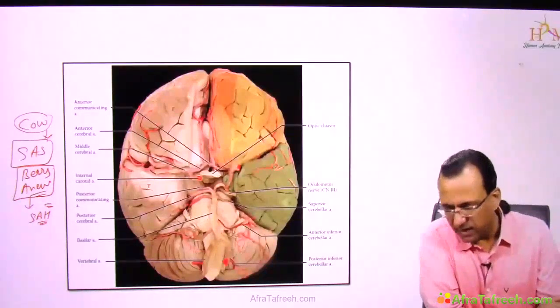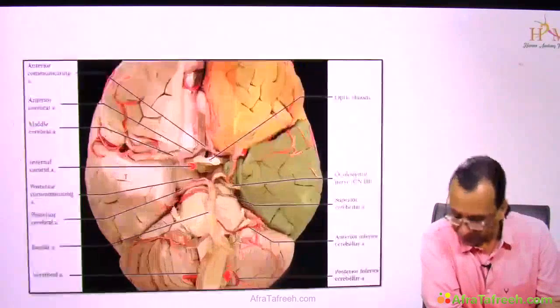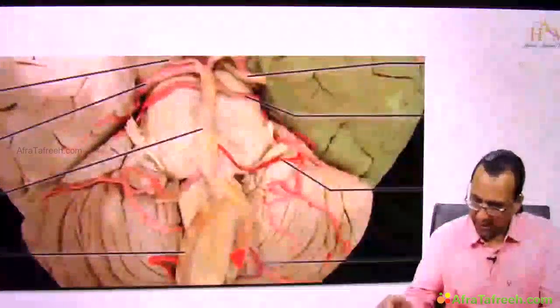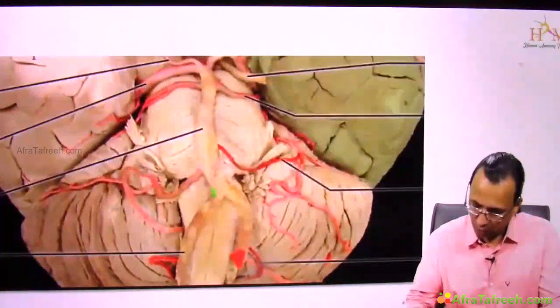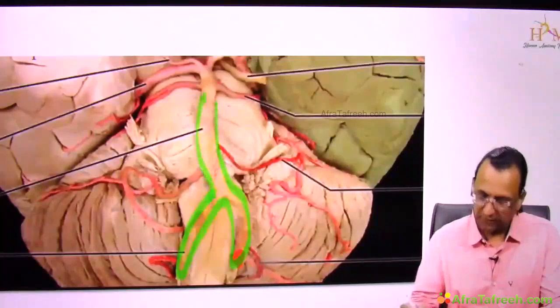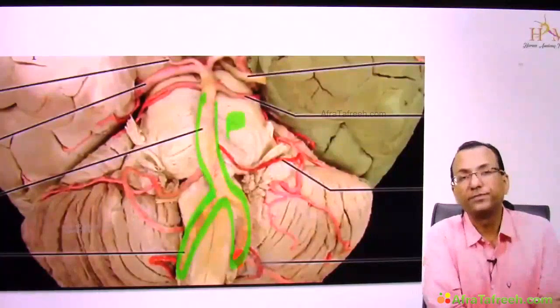Can we magnify the diagram here? Yeah, let's do that. I'll magnify it further. You will find that there are two vertebral arteries and they are joining to form one basilar artery, which is at the base of the pons.